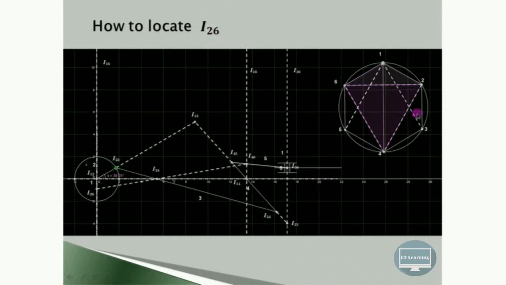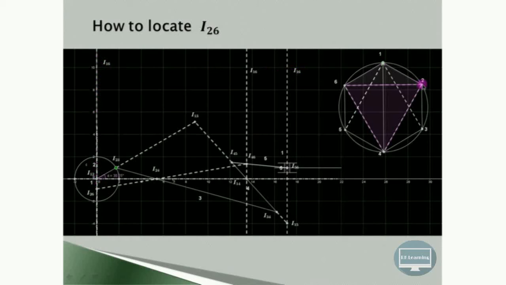Similarly, we can locate I26. So join this 2 6. It will form two triangles. This is the first triangle and this is the second triangle. So this is a combination of 1 2 and 1 6. This 1 6 is nothing but the ICR which is going to infinity. Transfer that ICR on 1 2, as shown over here.